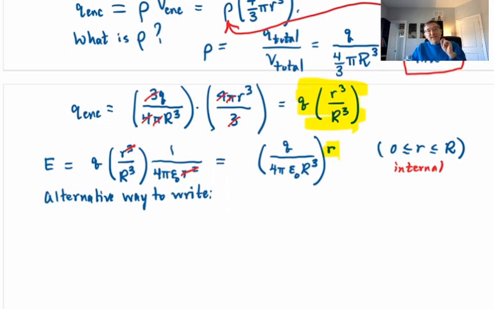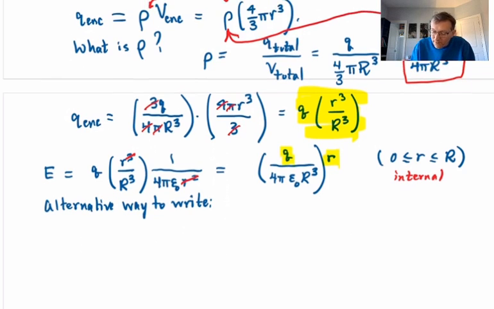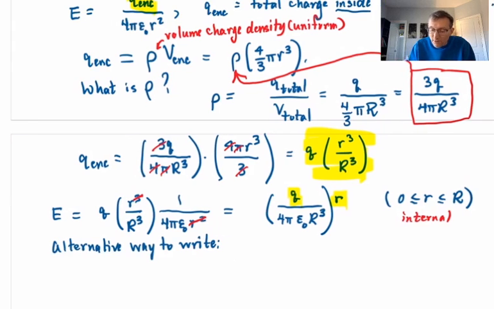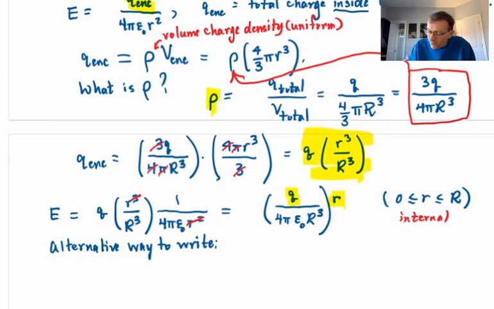Sometimes a problem might not tell you the total Q of the solid sphere, but instead its volume charge density rho. So all I'm going to do is a little bit of a reverse here. Now that I've got the answer for E that has the Q total in it, I'm going to go back up to the formula that related rho, volume charge density, to the Q total, and solve it for Q total. So Q total equals, just look at the algebra, 4 pi big R cubed rho over 3.